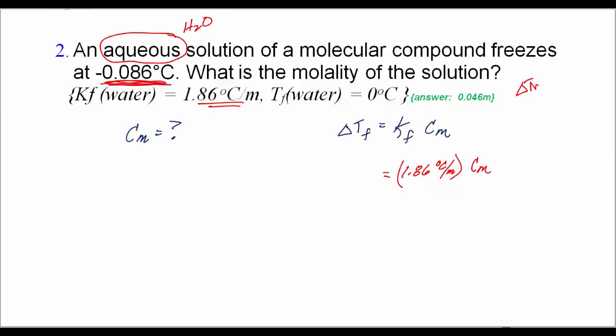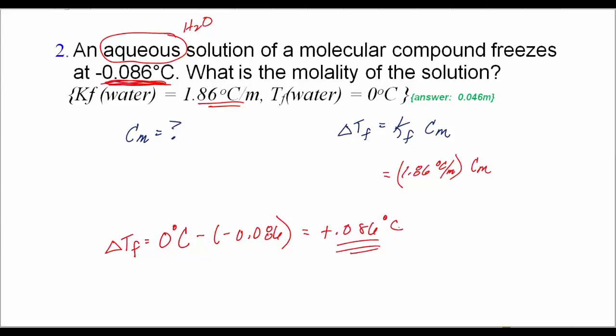So my delta T, my delta Tf, right, is going to be 0 degrees Celsius minus a negative 0.086. It's just going to end up being that final temperature, right? And that minus and minus is a plus. Okay. So that will go up here. Now I can solve for Cm. 0.086 divided by 1.86 is about 0.046. Put on the little m for the unit.